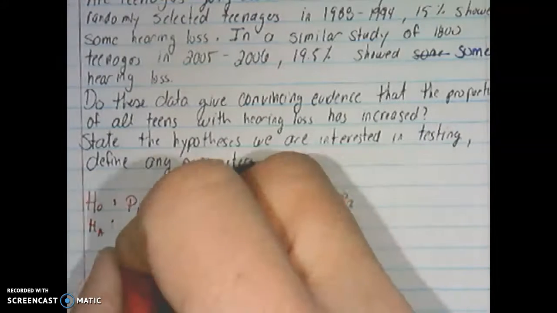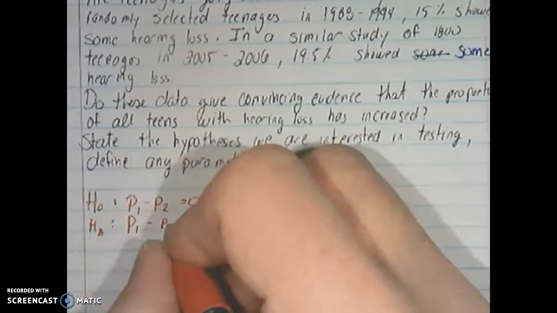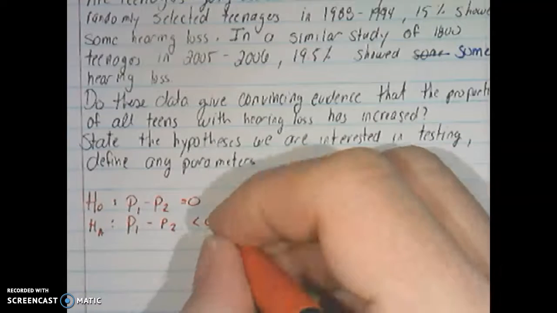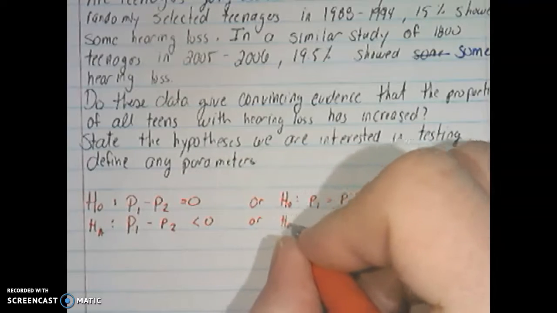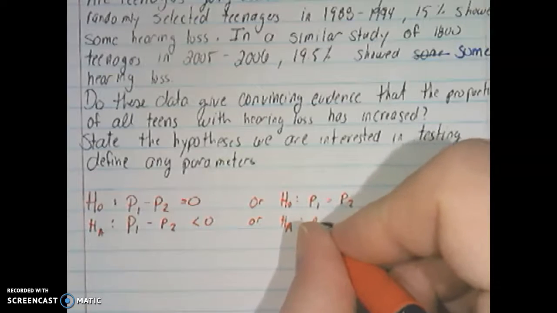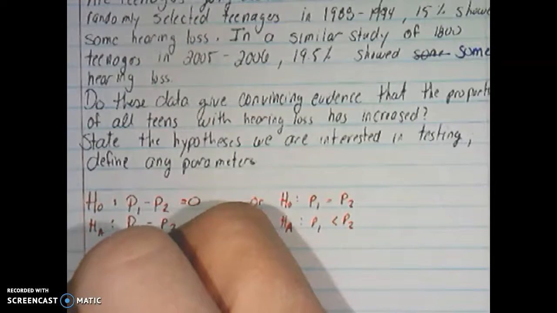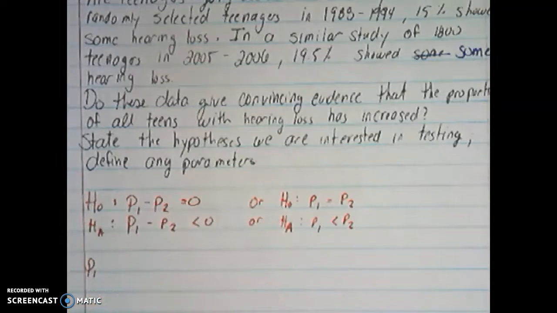All right? So our alternative hypothesis is saying that P1 minus P2 is greater than 0. Or the alternative hypothesis, P1 is less than P2. And then I've got to define my parameters. Now, usually if I have male and female, I'll say P of M, meaning male, and P of F, female. But since it's hard to put a number in there because it's 1988 and 2005.